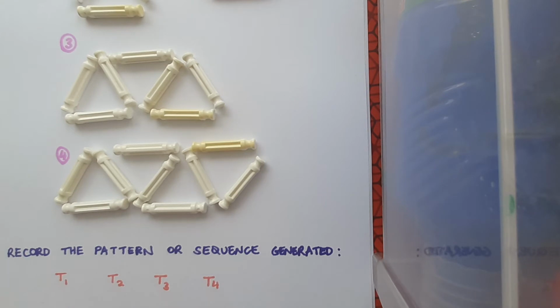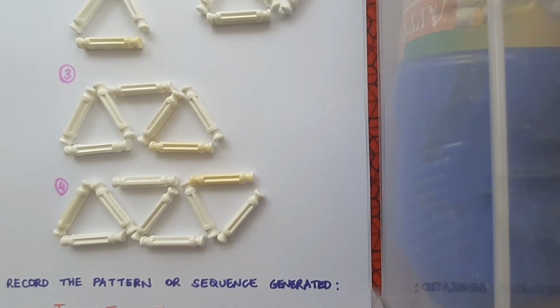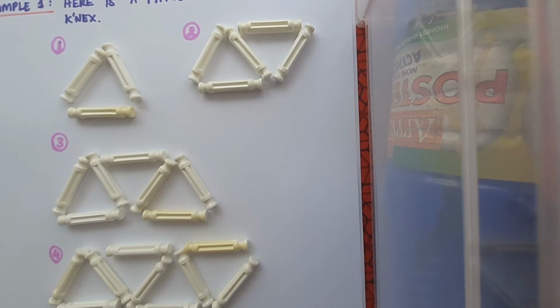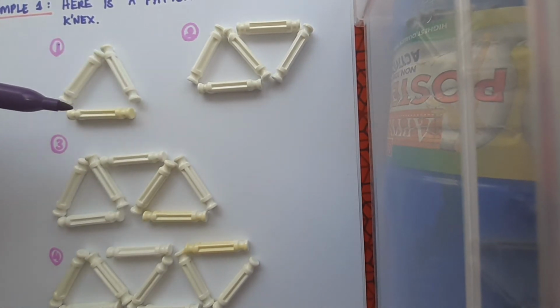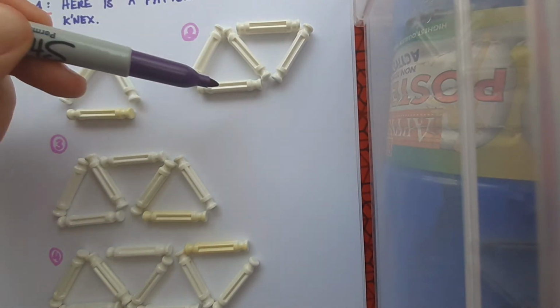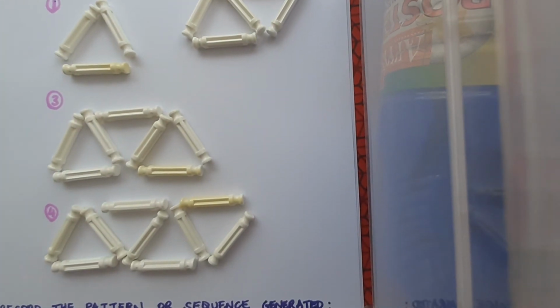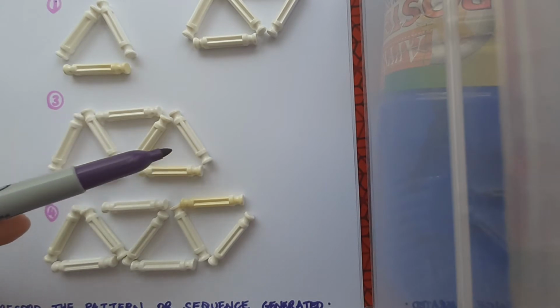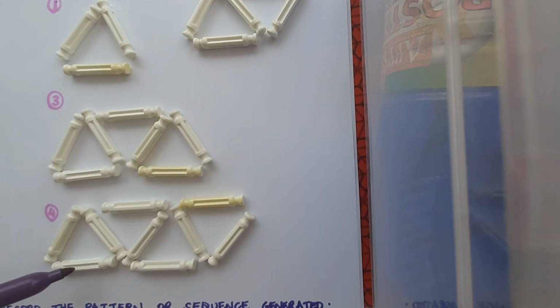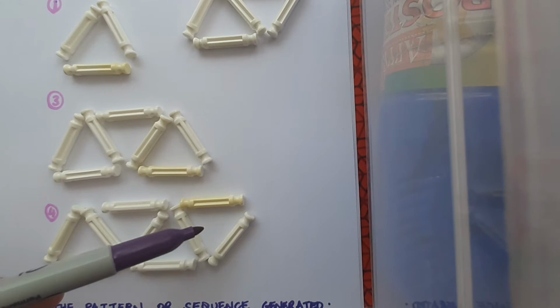I've got 4 diagrams in this pattern so far, so I'm going to call those T1, T2, T3, T4. So term 1, term 2, term 3, and term 4. And then underneath that, I'm going to record how many pieces were in each. So if we look back to the first one, there were 1, 2, 3 pieces. And then in the second, 1, 2, 3, 4, 5. And we'll count the rest as well. There were 1, 2, 3, 4, 5, 6, 7 in the third. And then 1, 2, 3, 4, 5, 6, 7, 8, 9 in the fourth.